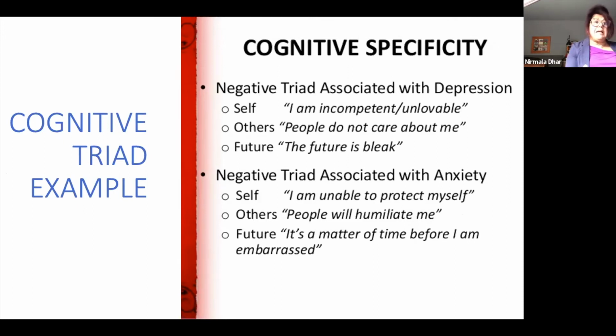And then look at the triad for anxiety. Self: I'm unable to protect myself. I'm weak. Others: people will humiliate me because I'm unable to protect myself. And what is the future? It's a matter of time before I'm embarrassed. And this is really a triad for social anxiety. It's just a matter of time before I make a fool of myself in public. So can you see how these interact and how they produce both anxiety and depression, or both? So this is all good stuff to actually share in your first session with the person.